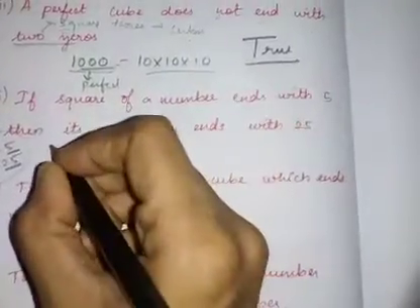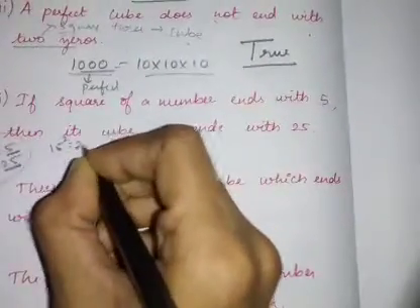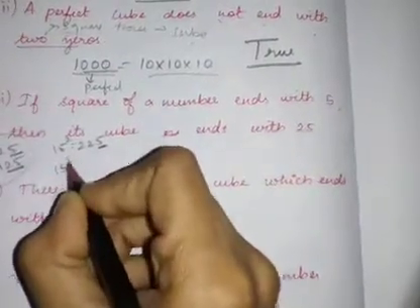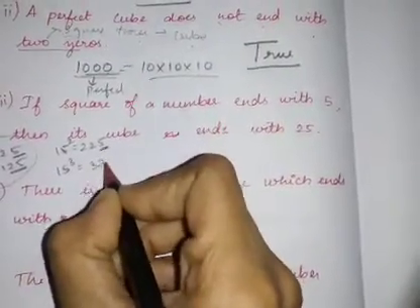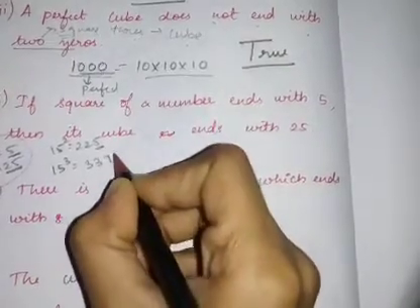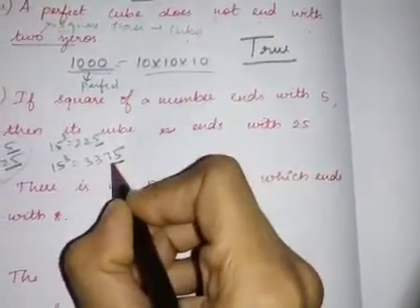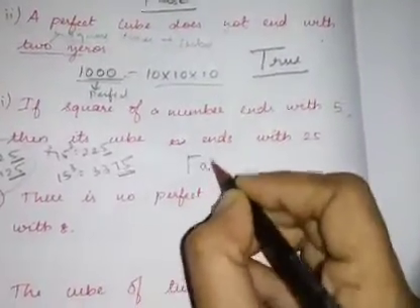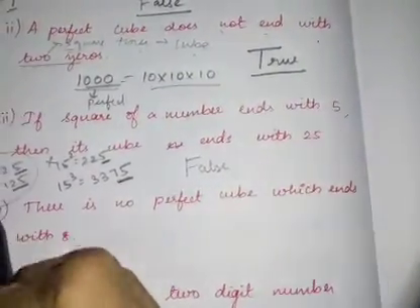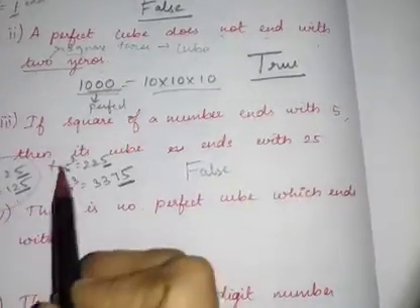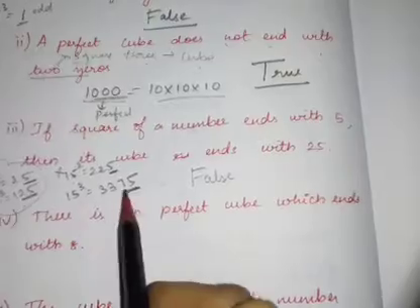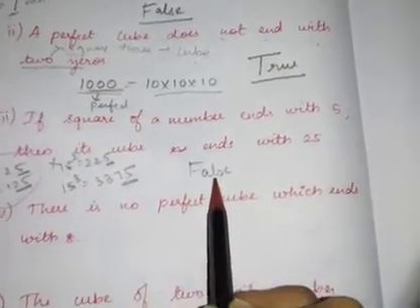Well, we have to check some other numbers also, right? What is 15 square? 225. It ends with 5. What is 15 cube? 3,375. But this ends with 75. So this statement is false. Listen, children, for 5 square and 5 cube it is satisfied, but 15 square ends with 5 and 15 cube ends with 75, so it is false.